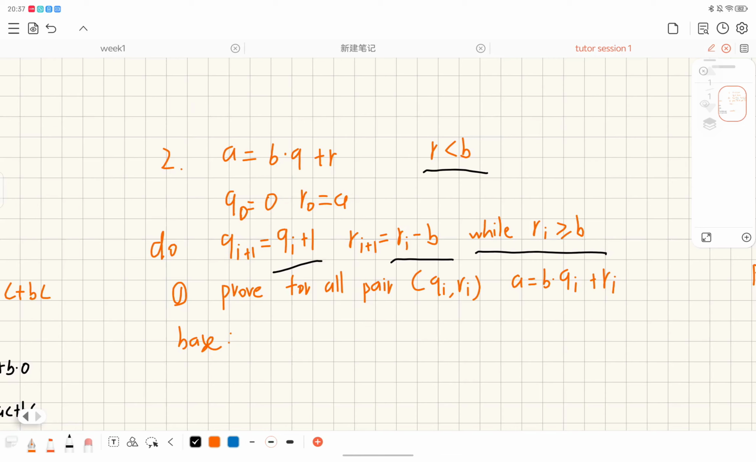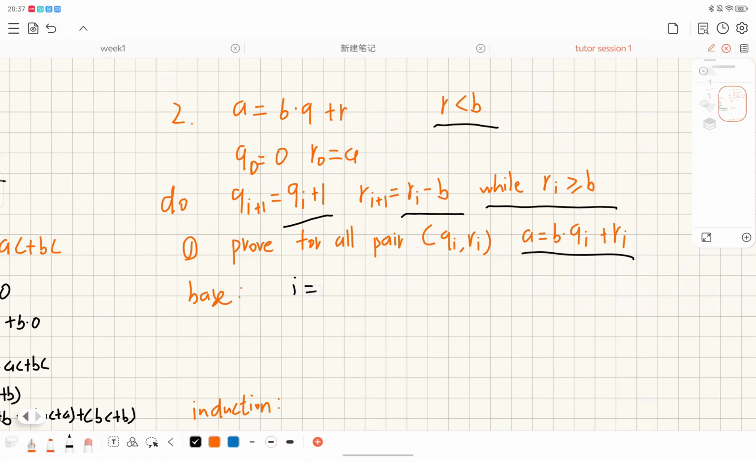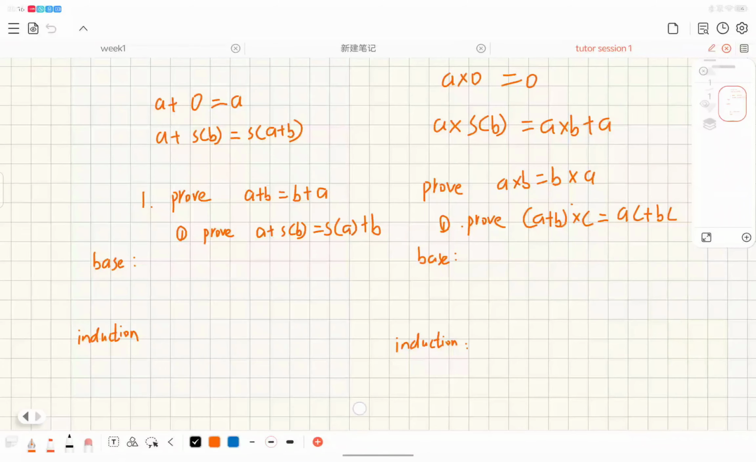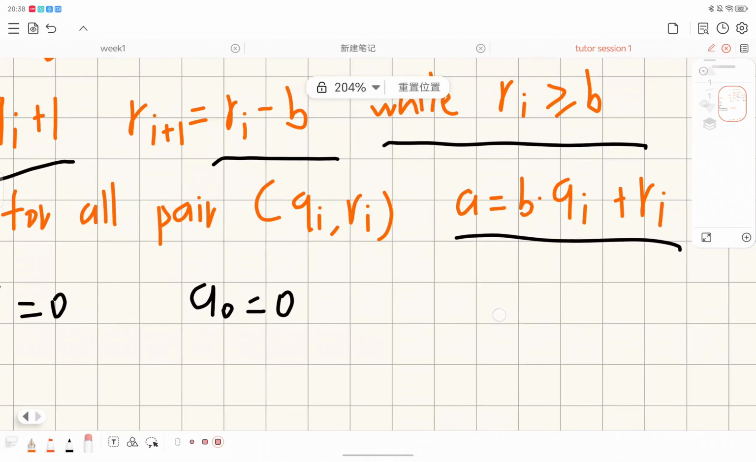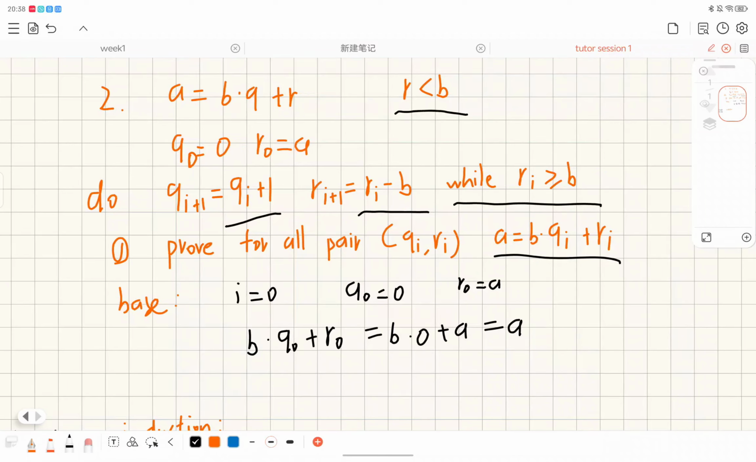So the first thing I want to prove is that for all pairs of Qi and Ri, this formula will always be satisfied. So our base case is just when i equals 0. What do we have? We have Q0 equals 0 and R0 equals A. Then what is B times Q0 plus R0? It equals B times 0 plus A, which equals A, of course. So the base case is true.